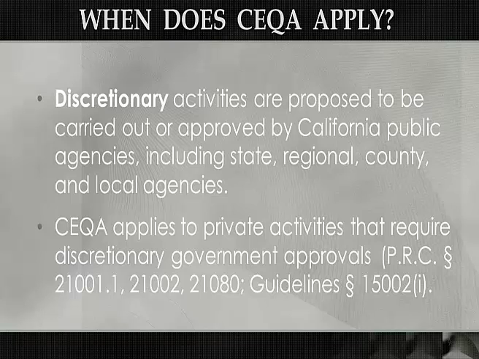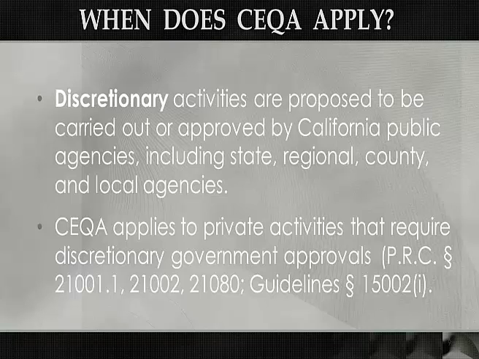So when does CEQA apply? CEQA applies to discretionary activities proposed to be carried out or approved by California public agencies. So essentially any city, county, special district, state agency, any government agency in California is required to comply with CEQA when they are using their discretion on a project. And I'll get into a little bit about the definition of discretionary actions in a second.